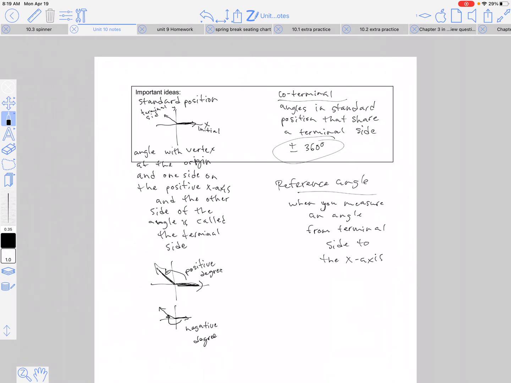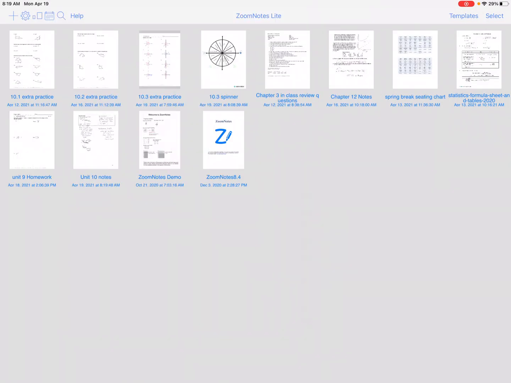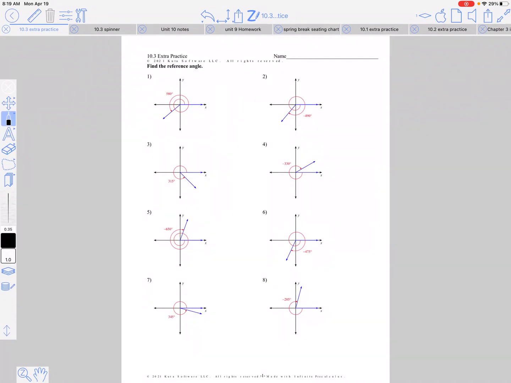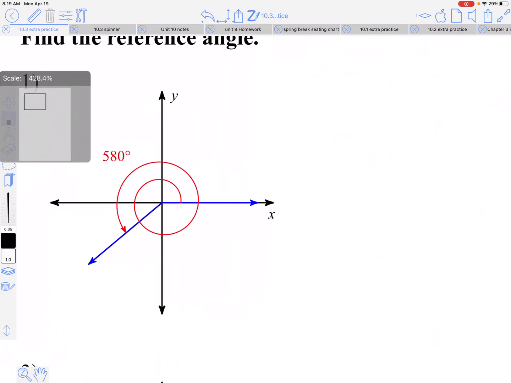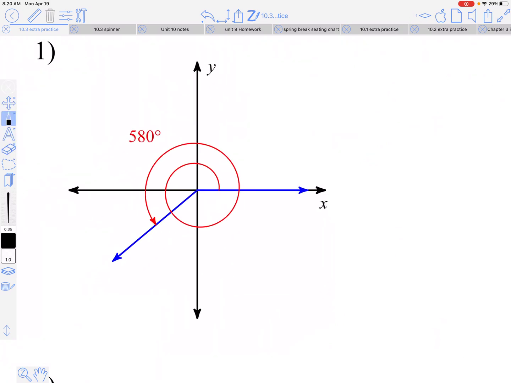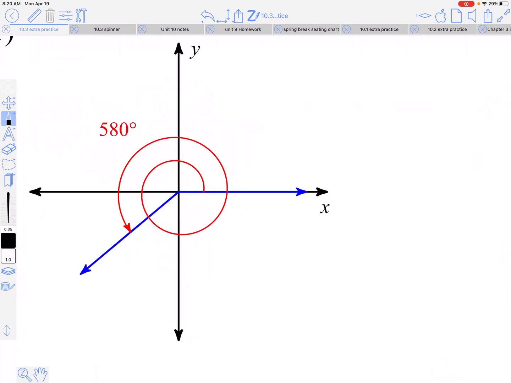Okay, all right, so you have a little bit of room down at the bottom, a teeny bit. What I want you to do right now is we're going to look at a few more examples real quick. Okay? So right here, we have 580 degrees, and it wants us to find the reference angle. 580, find the reference angle.